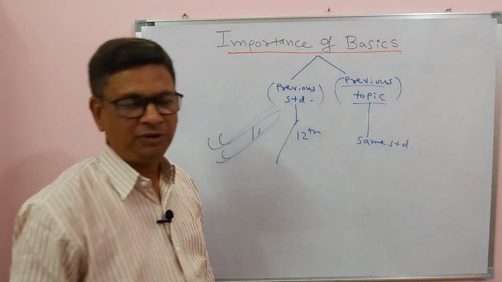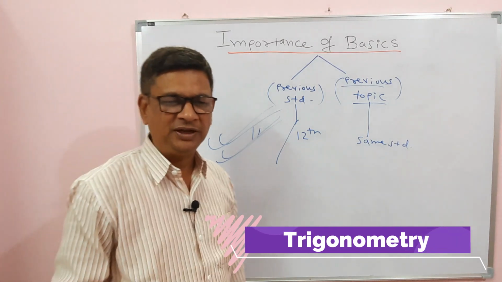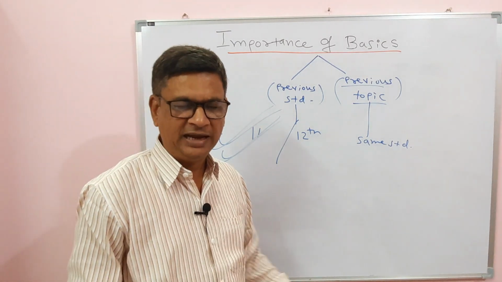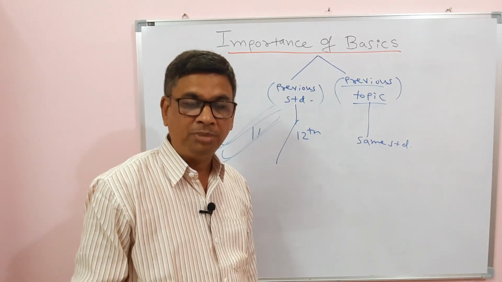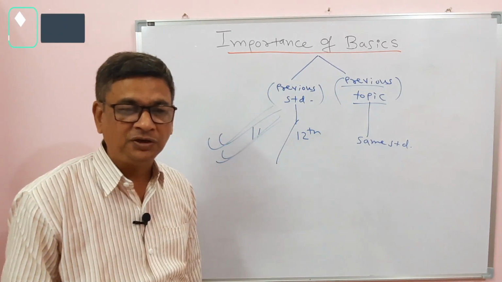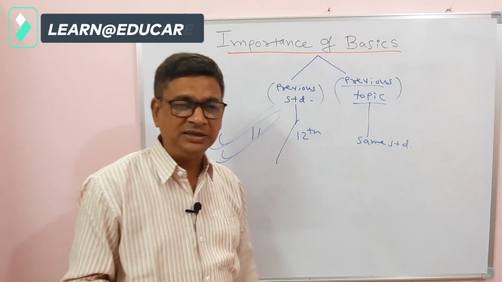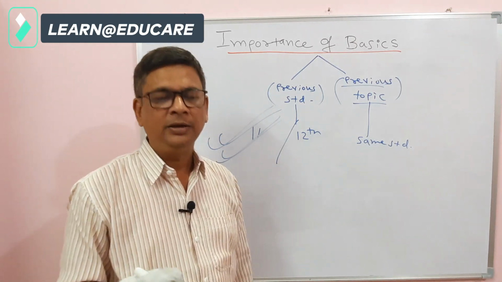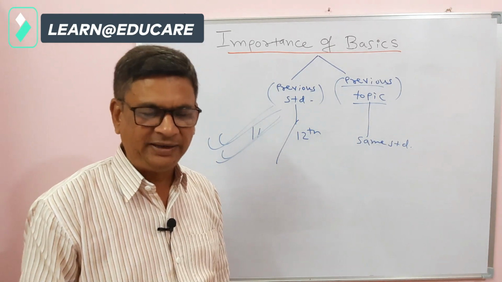I give the example of trigonometry. We have the formula sin square theta plus cos square theta equal to 1, that we have in the 9th or 10th standard trigonometry, but it is again required in 11th, 12th, and up to the day the students study mathematics. This was one example of trigonometry. There are many such topics in mathematics and science.